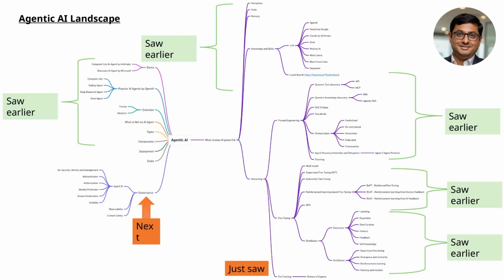Don't forget to come back, because next we'll discuss governance. This is critical for building trust in agentic AI and making sure its power is used responsibly.